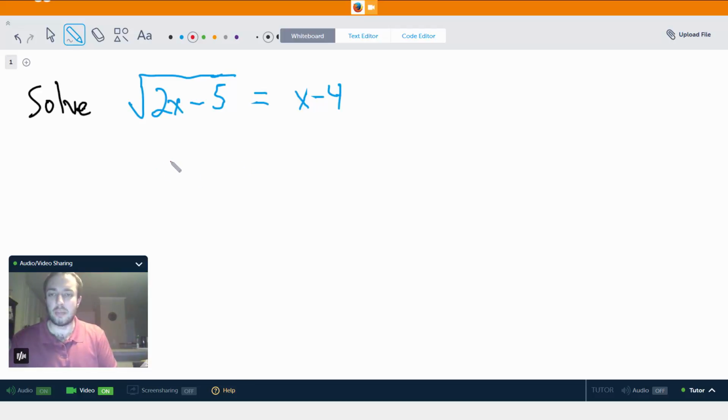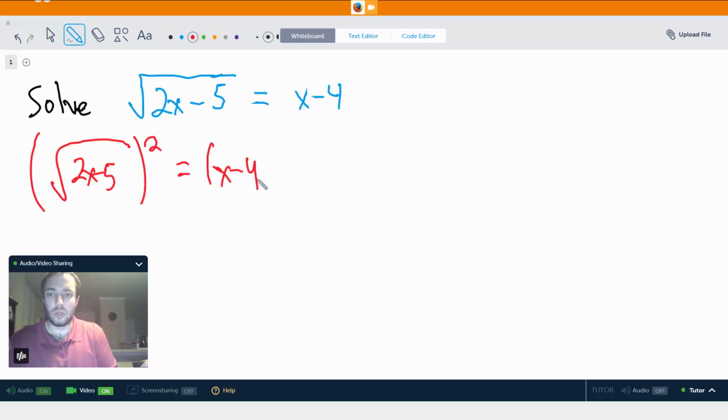Now, the very next thing that we want to do is square both sides. So when we square both sides, we're going to have, actually, let me rewrite it down here. We're going to have 2x minus 5 under the square root, that's going to be squared, and that equals x minus 4 quantity squared. Okay. Now, on the left-hand side here, if we have the square root of 2x minus 5 and we just square it, then we're just going to get 2x minus 5. That's not too bad. Now, over here, we're actually going to have x minus 4 times x minus 4.